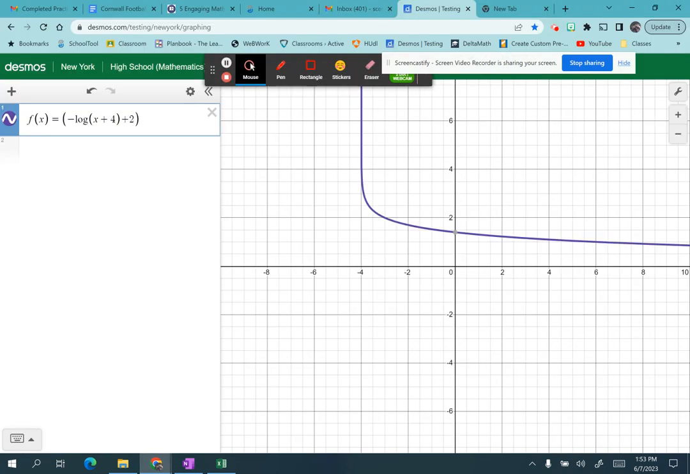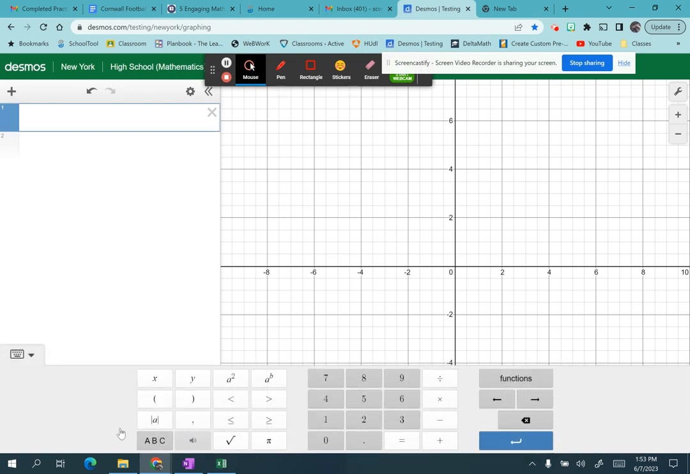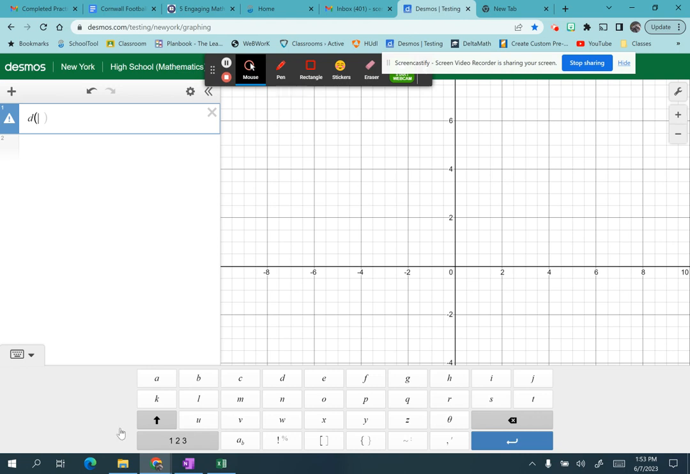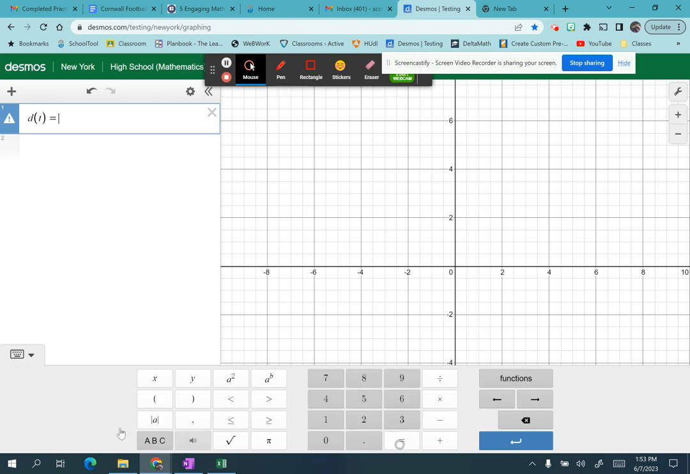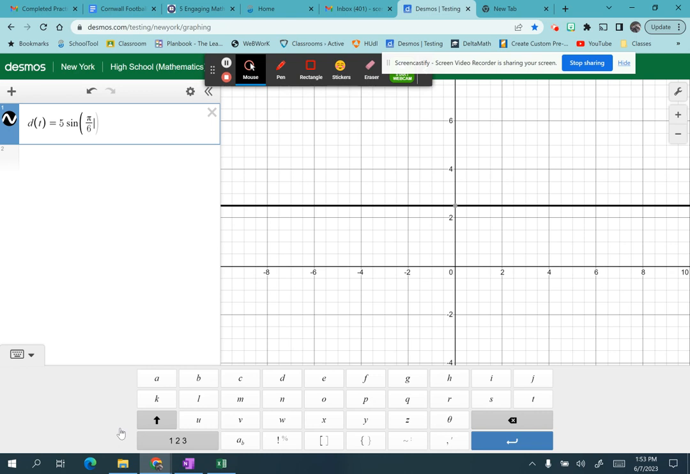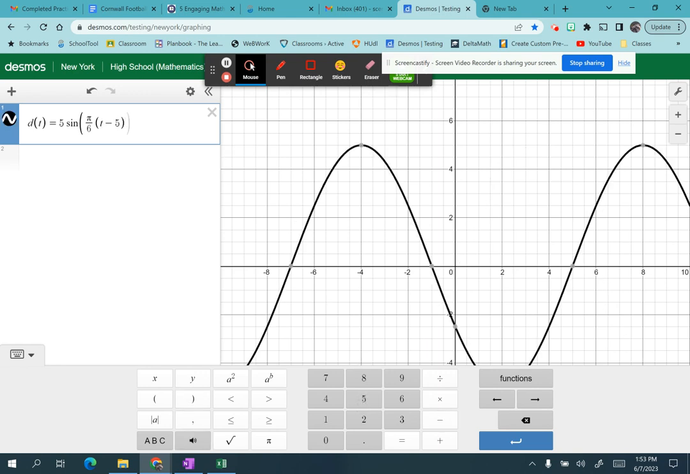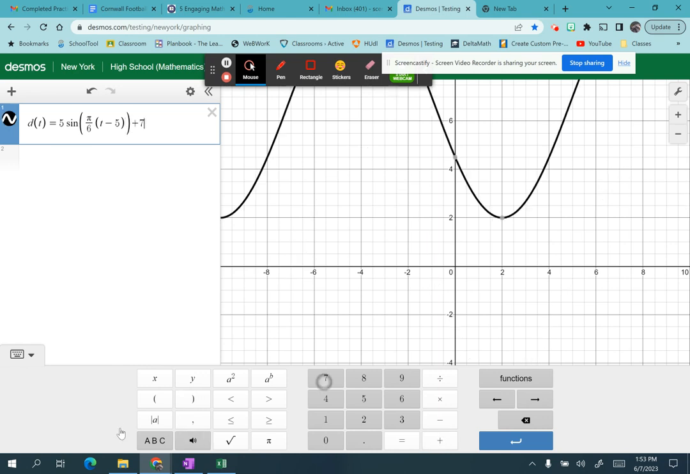So if we graph this, make sure we're in radians. I'm not, so let's change that. And we can graph our function. So let me just type this one in. We'll call this t. Equals 5 sine of pi over 6 times t minus 5, and then plus 7. Make it look just like the picture.